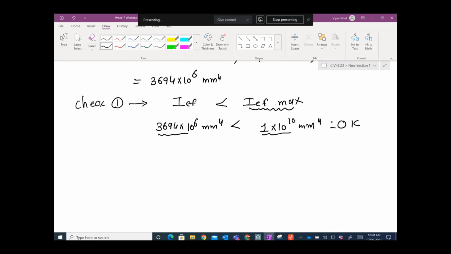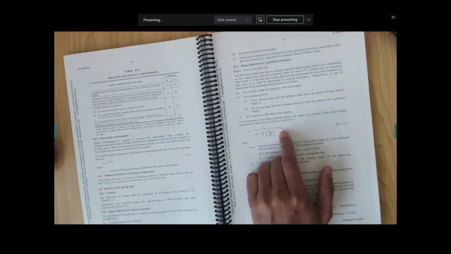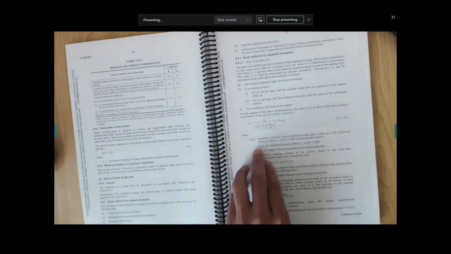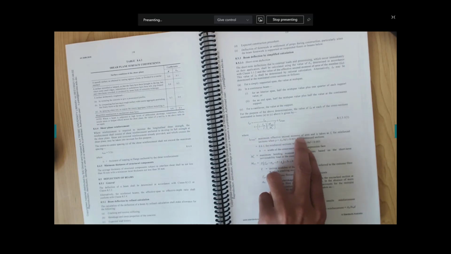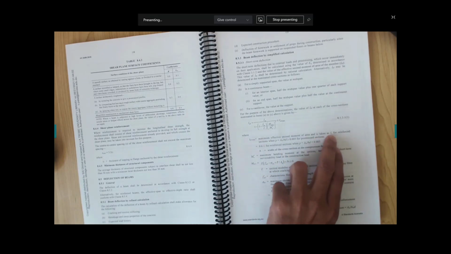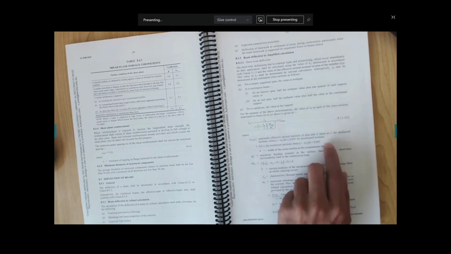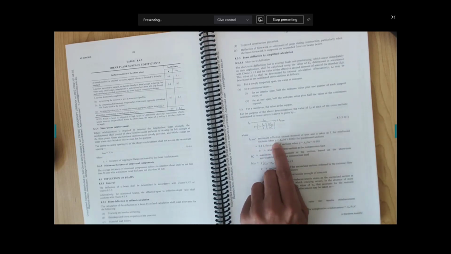So that is okay. Check number 2 is okay here. Now check number 2: you have the maximum effective second moment of area taken as I, the gross moment of inertia, that we have done. For the reinforcement section, the reinforcement ratio should be greater than or equal to 0.005. So we just calculate this one.